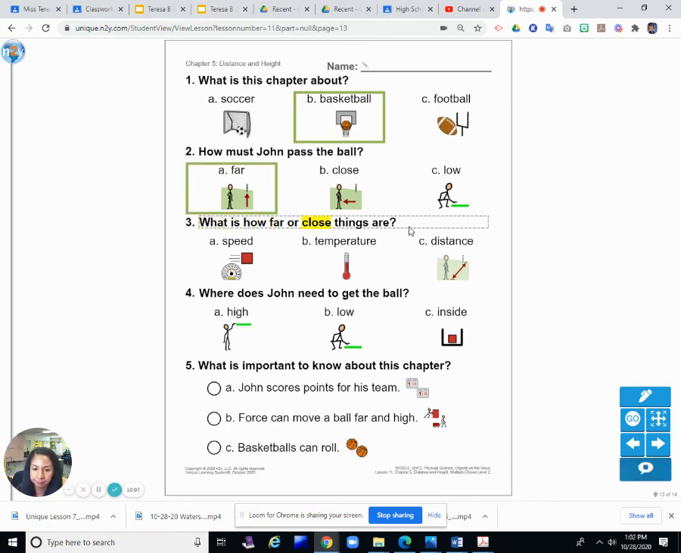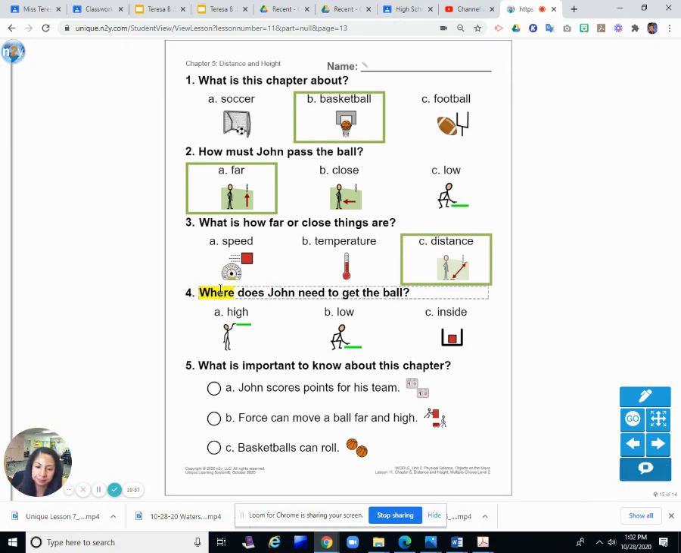Number 3. What is how far or close things are? Okay, what word is that to measure how far or close things are? Is it A, speed, B, temperature, or C, distance? Is it speed? No, that's how slow or fast something is. Is it temperature? That's how hot or cold something is.